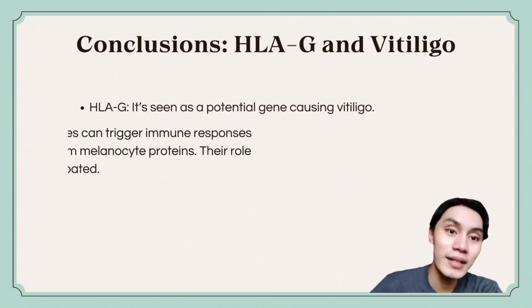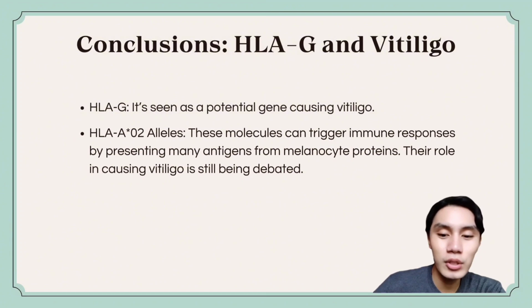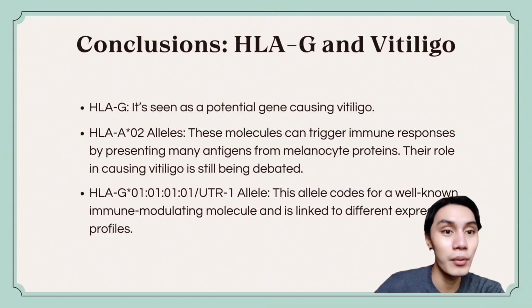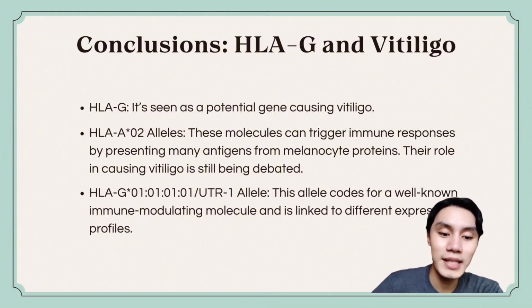Next, the HLA-A02 alleles. These molecules can trigger immune responses by presenting many antigens from melanocyte proteins. However, their role in causing vitiligo is still being debated. Lastly, the HLA-G 01010101 UTR1 allele. This allele codes for a well-known immune modulating molecule and is linked to different expression profiles.